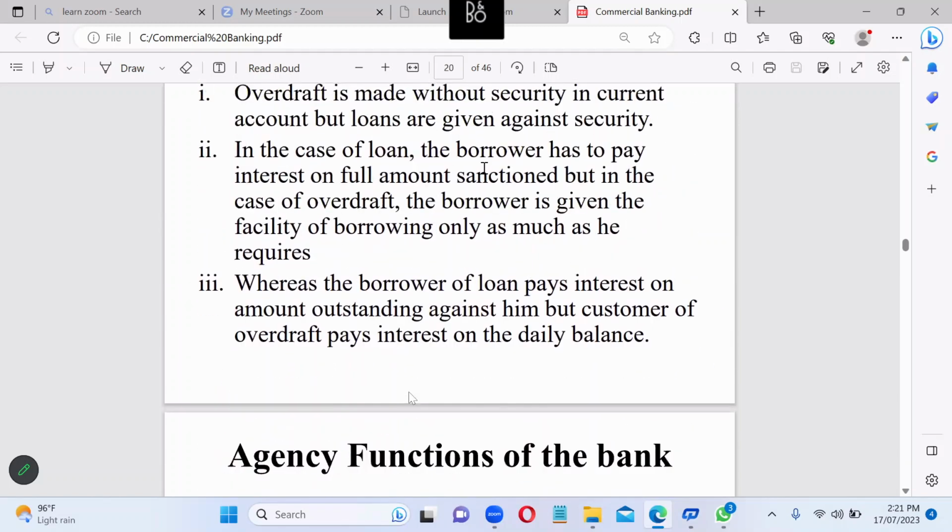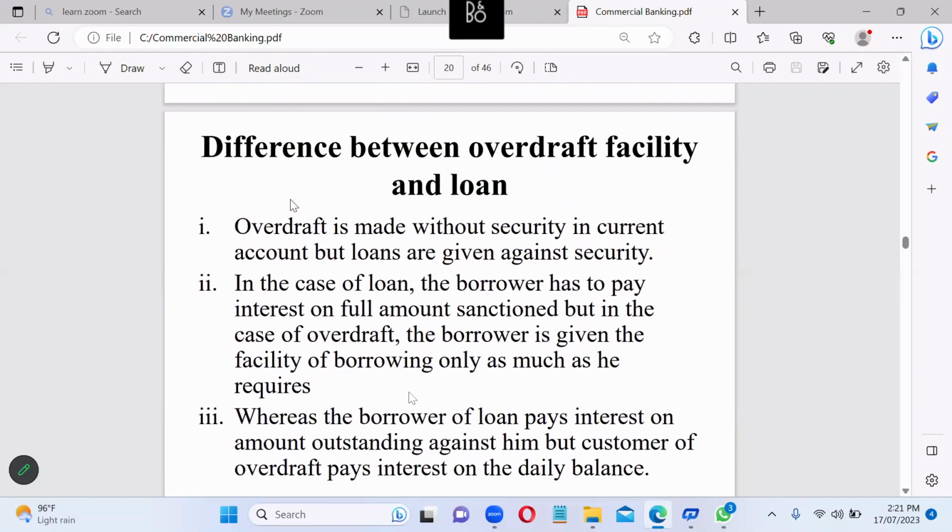So the content is different for those two elements, overdraft and loan. There are three differences. One is that for an overdraft, you must maintain a current account. Without maintaining the current account, you cannot get the overdraft. But for a loan, it is not necessary to maintain a current account.